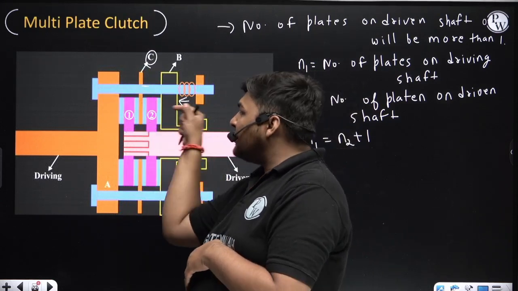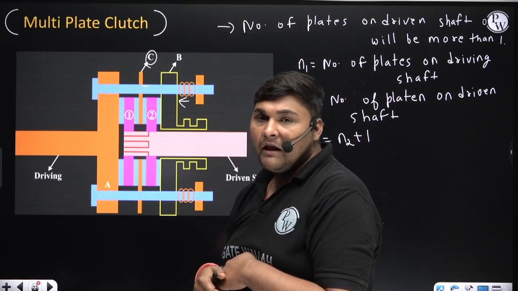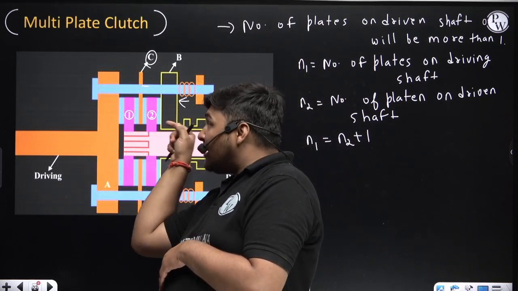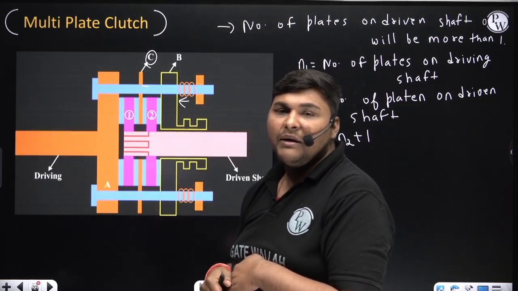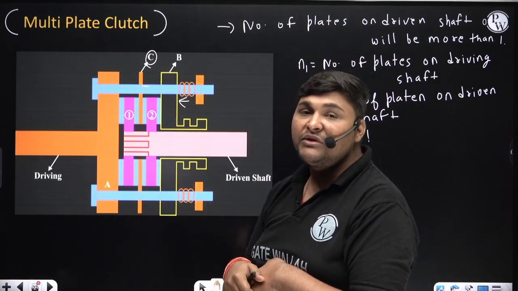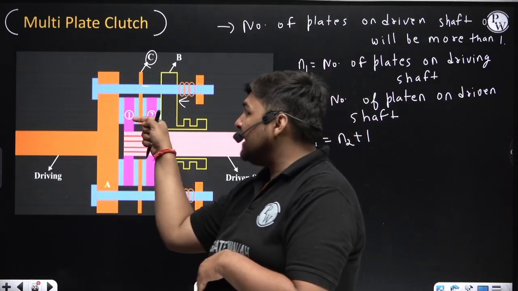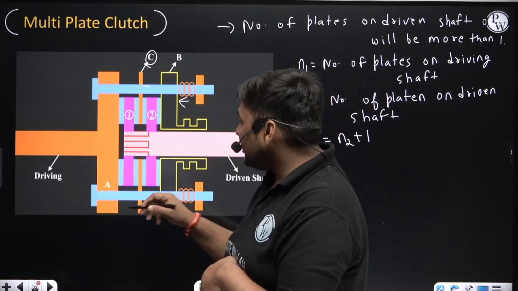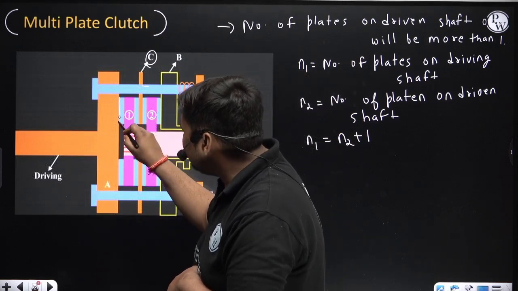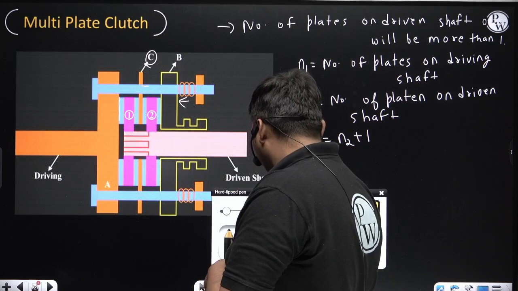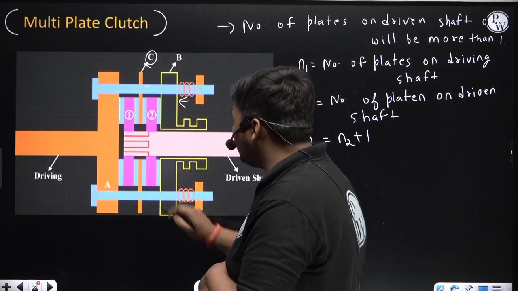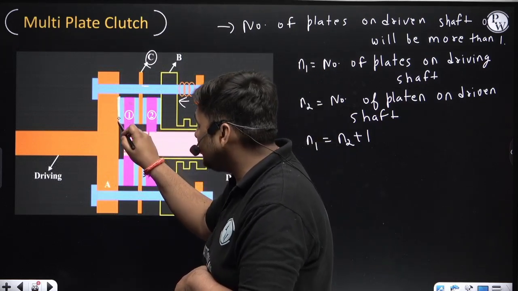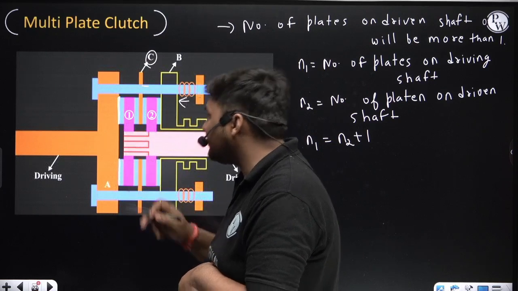Ultimately, this C will try to move 1 in this direction, and this 1 will try to move plate A in this direction. But since plate A is attached to the driving shaft, which is not a spline shaft, plate A cannot move in this direction. So it will apply equal and opposite pressure on this surface. You can see here the surface which I am marking. See carefully, because it will decide the number of pairs of contacting surfaces.